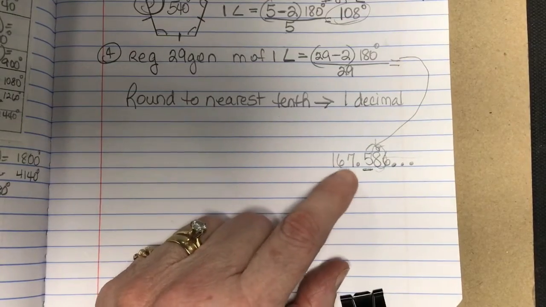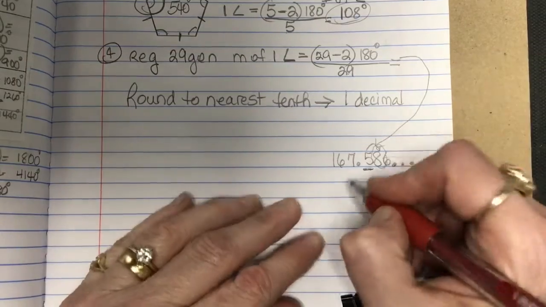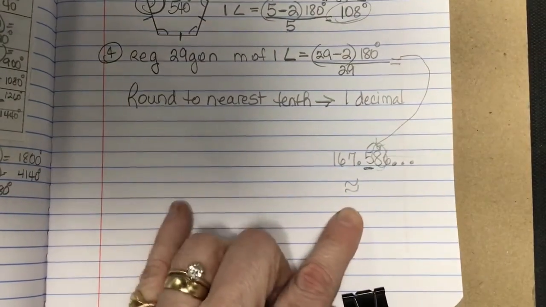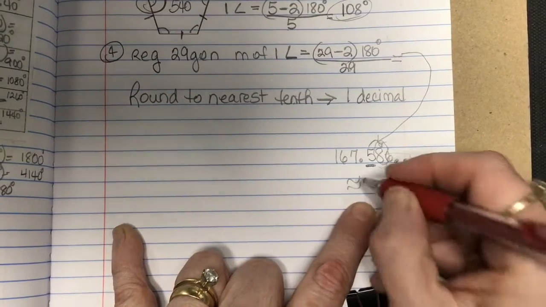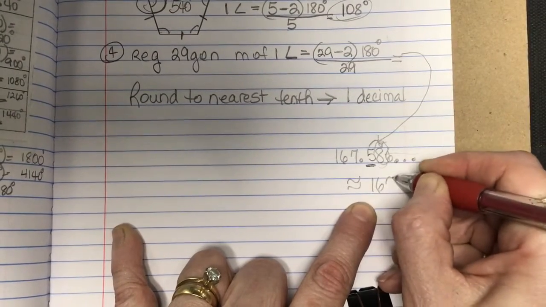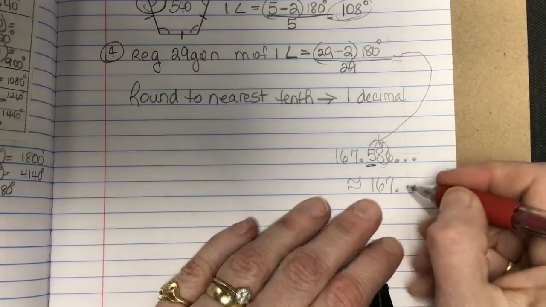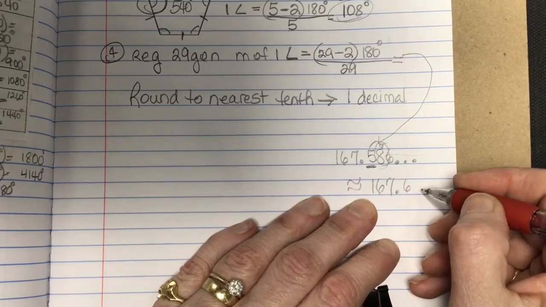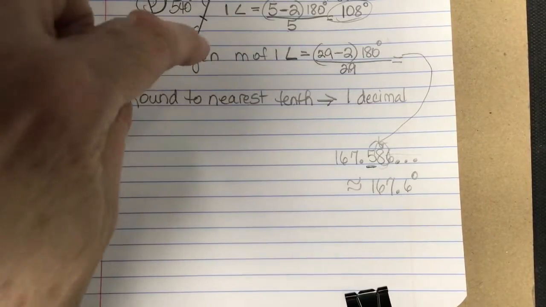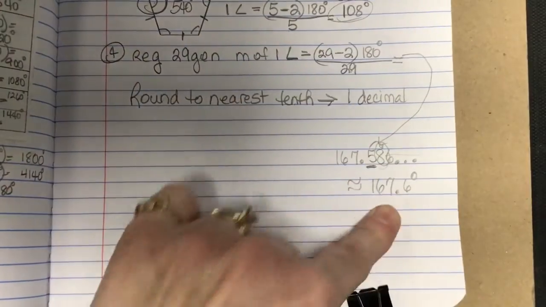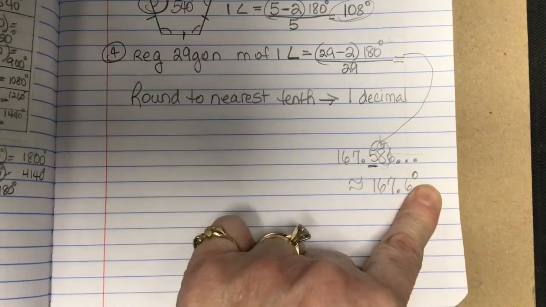So I've got 167 point. Now, I prefer that you put approximate. Do you know the approximate symbol? It's two squiggles, because that tells me you're rounding it. So you're going to say approximately 167 point. Now, what's that 8 going to make that 5 do? Go to 6. And then this is degrees, isn't it? So each angle in that 29-gon is about 167.6 degrees. Very close to it.